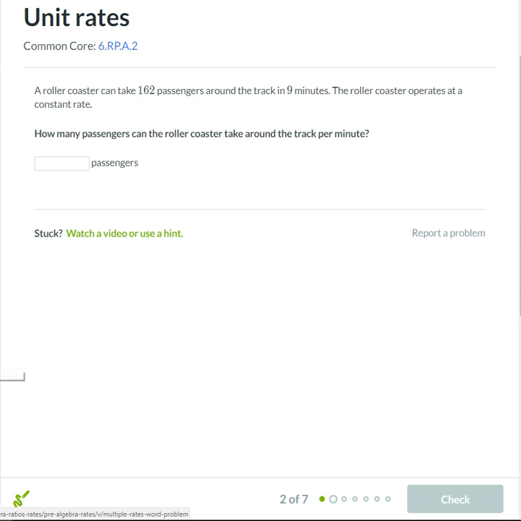A roller coaster can take 162 passengers around the track in 9 minutes. The roller coaster operates at a constant rate. How many passengers can the roller coaster take around the track per minute? So again, I can see that they're asking me to find passengers and minutes. Passengers comes first, so I'm going to do passengers divided by minutes.